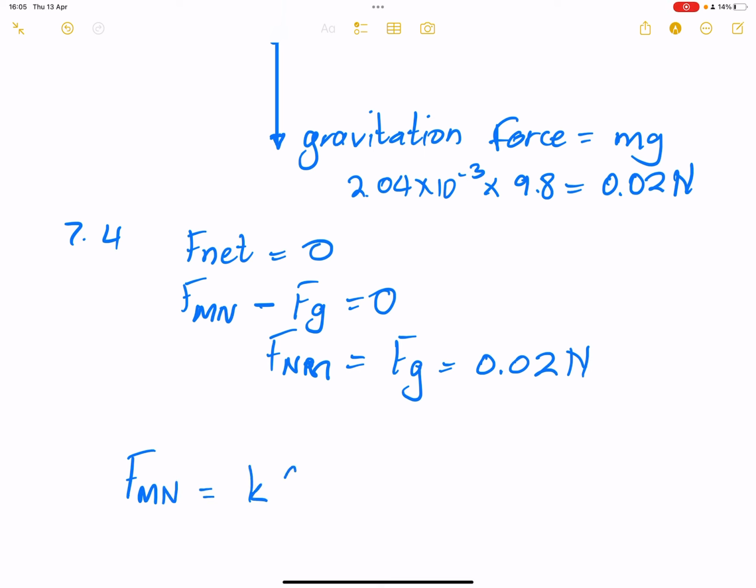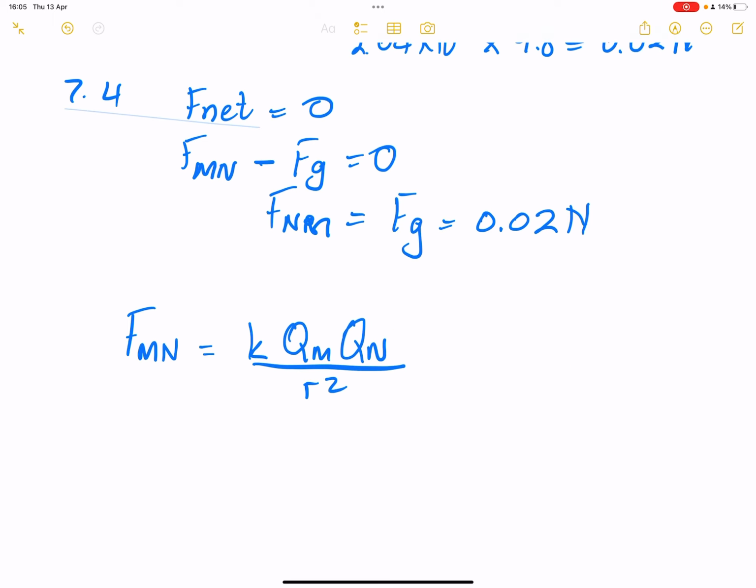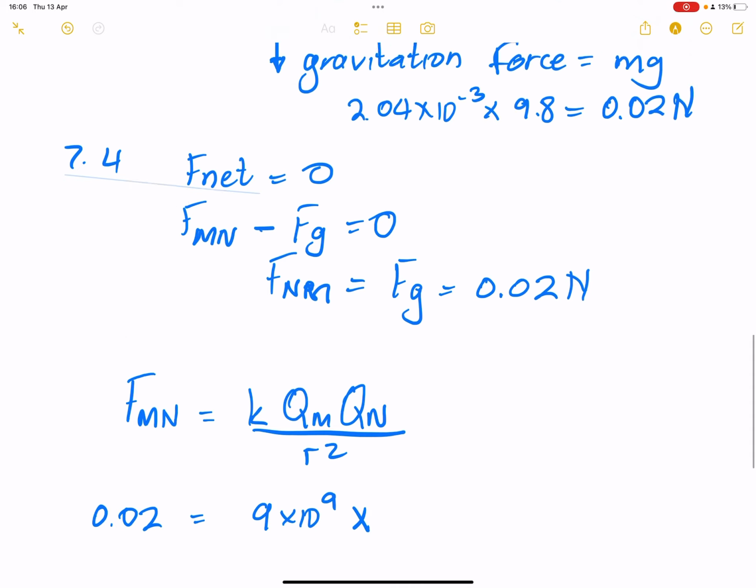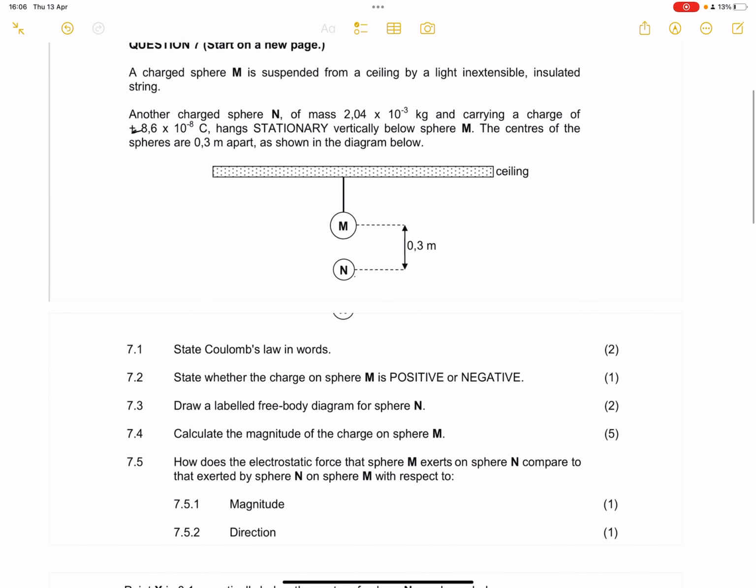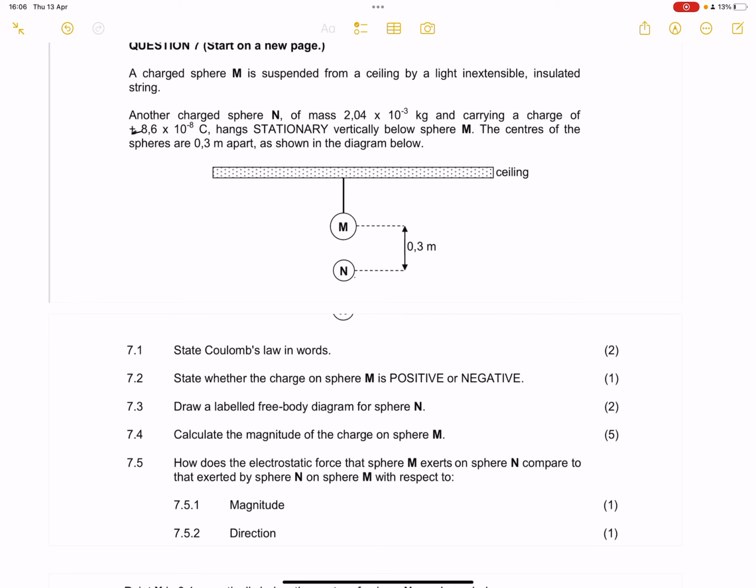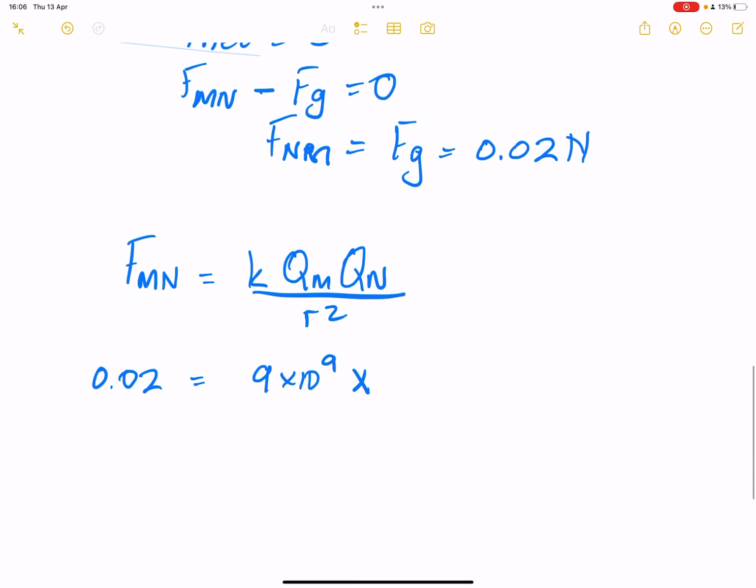But now let's talk about the electrostatic force between M and N. We know that's going to be k Qm Qn divided by r squared. So let's substitute. We already know the force between M and N. That's 0.02. So this is Coulomb's constant, 9 times 10 to the exponent 9, multiplied by the charge on M. That's what we're looking for. But the charge on N, we were given as 8.6 times 10 to the minus 8.